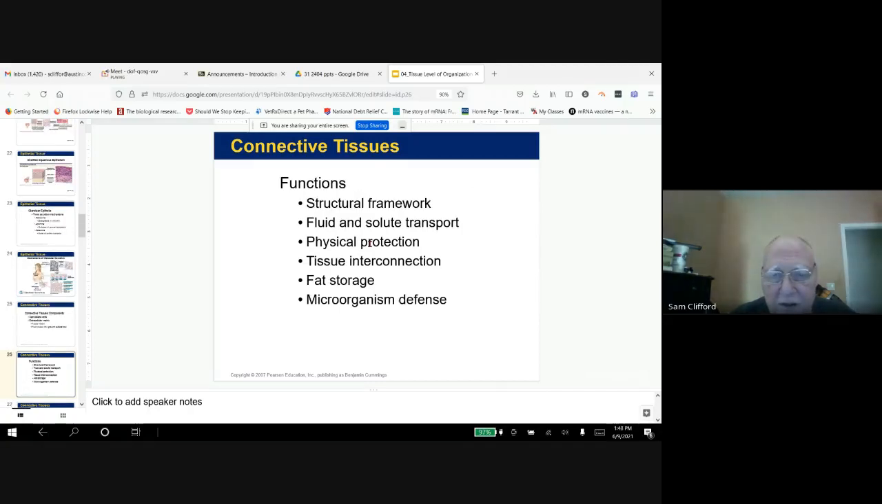What do connective tissues do? Structure, transport fluid and solutes, protect, connect tissues, store fat, and microorganism defense.